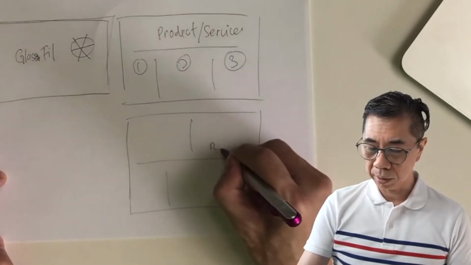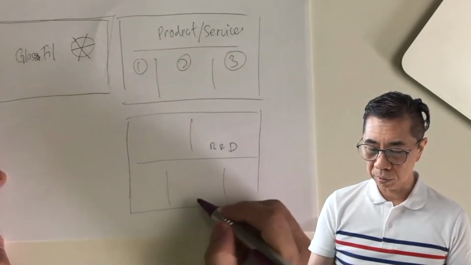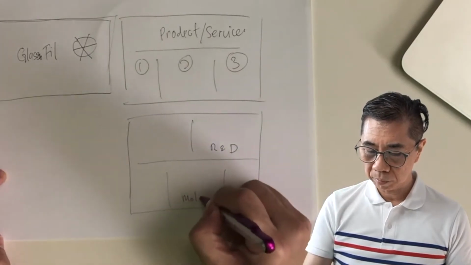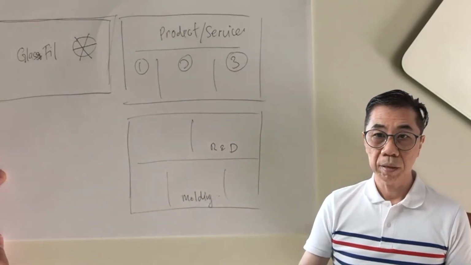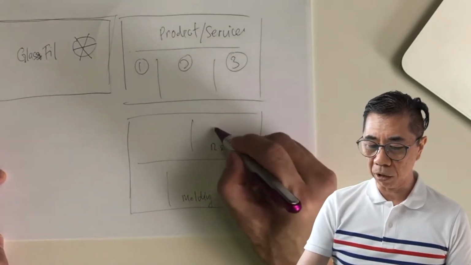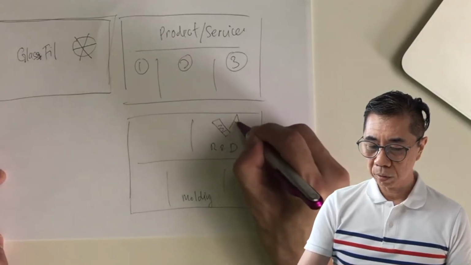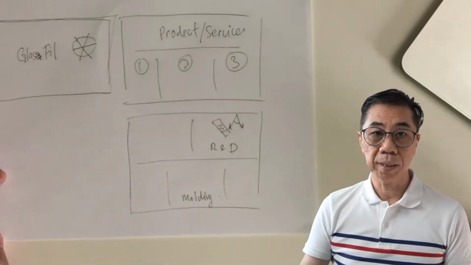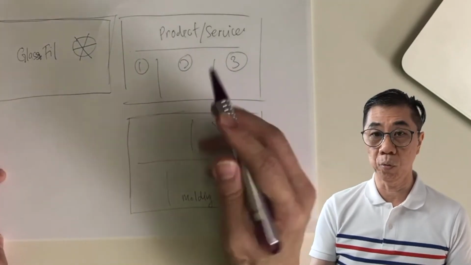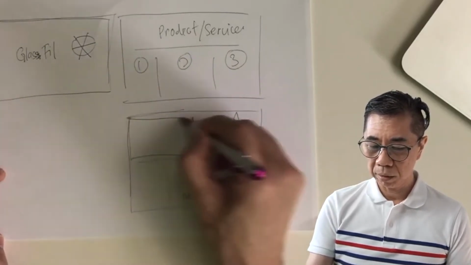So R and D, right? And then after that you can have, I don't know what else, molding. And then if you want to make it more interesting, you can either have an icon or a picture or something like that. Or you can have a very nicely taken photograph of your real work, and then you can just paste it here.